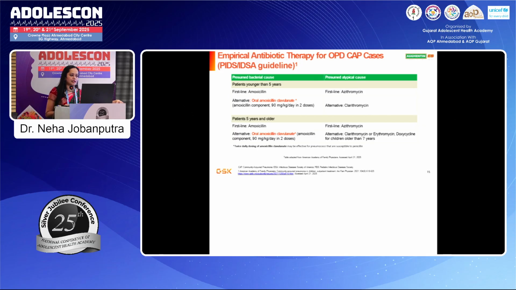The empirical antibiotic therapy for OPD-based community-acquired pneumonia, for patients younger than 5 years, our obvious first line has always been amoxicillin. If we are thinking about an atypical cause, then we go towards azithromycin. As an alternative to plain amoxicillin, oral amoxiclav is used at 90 milligram per kg per day in 2 doses, and the alternative to that again becomes clarithromycin. In patients 5 years or older, the first line is again amoxicillin, and the alternative would be oral amoxiclav 90 milligram per kg per day in 2 doses. Again, the first line is azithromycin and the alternative is clarithromycin if we are presuming an atypical cause.